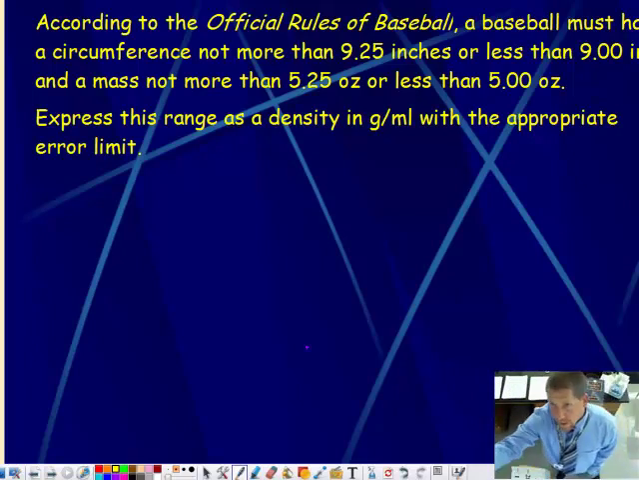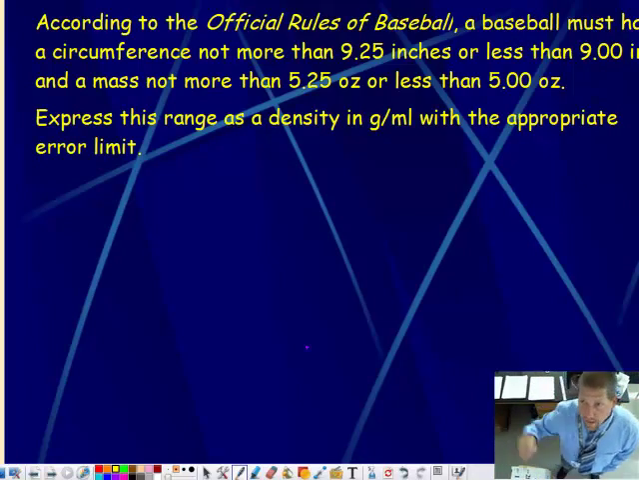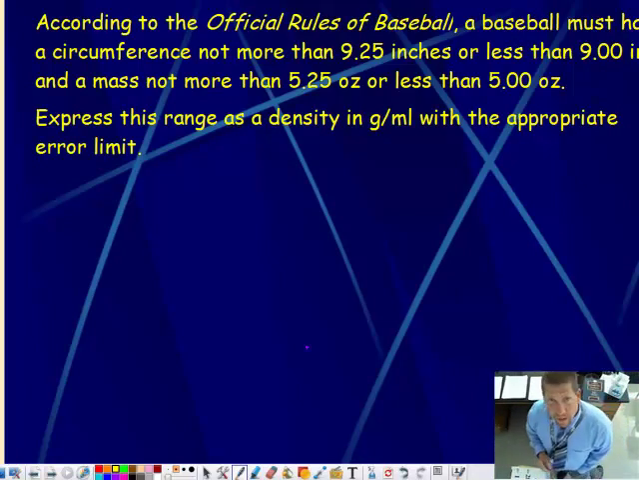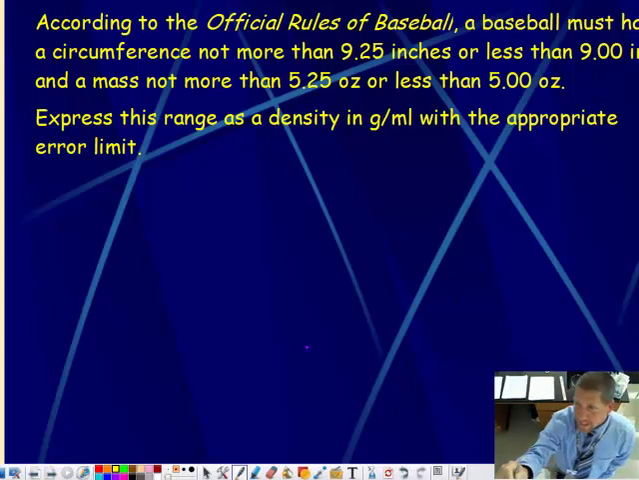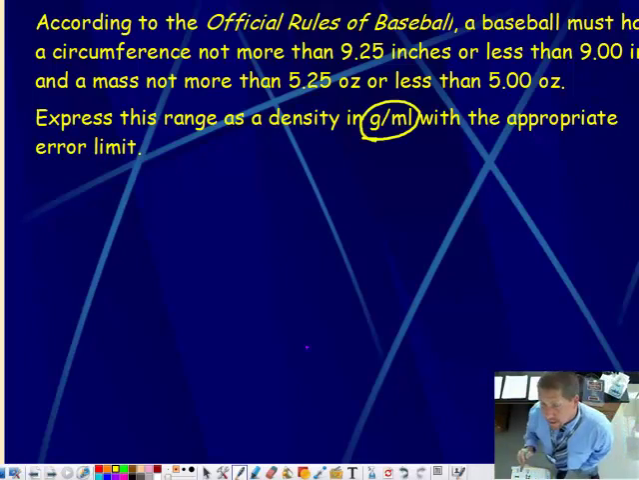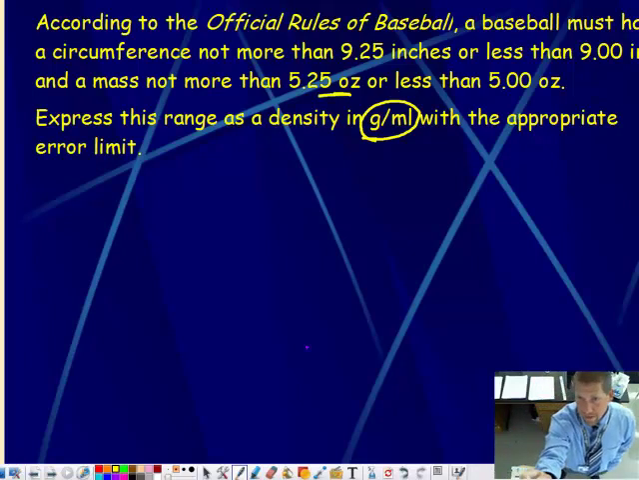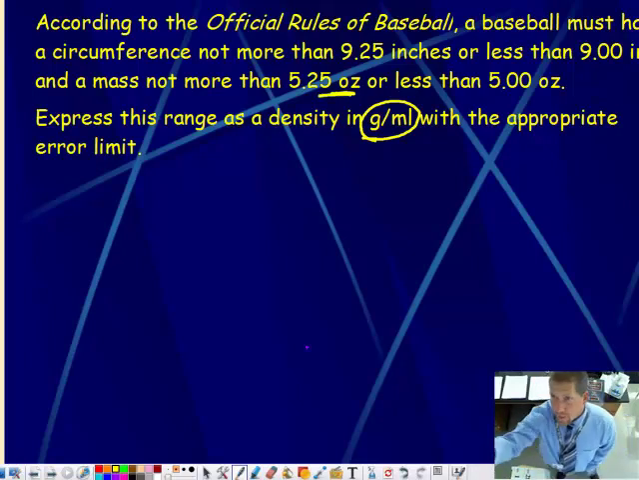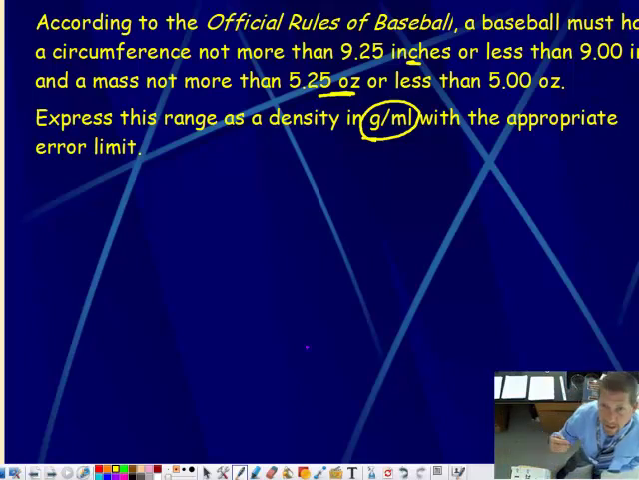All right, so what we're trying to do here is the worst case scenario. So we want to know, according to this outline of how baseballs are supposed to be according to the official rules of baseball, what's the density? And we want it in grams per milliliter. So grams per milliliter means we have to change some things. We have ounces, for example, and we have inches. So I want to do some changes here. Not only that, I need to know that we're talking about a baseball here, so it's spherical.